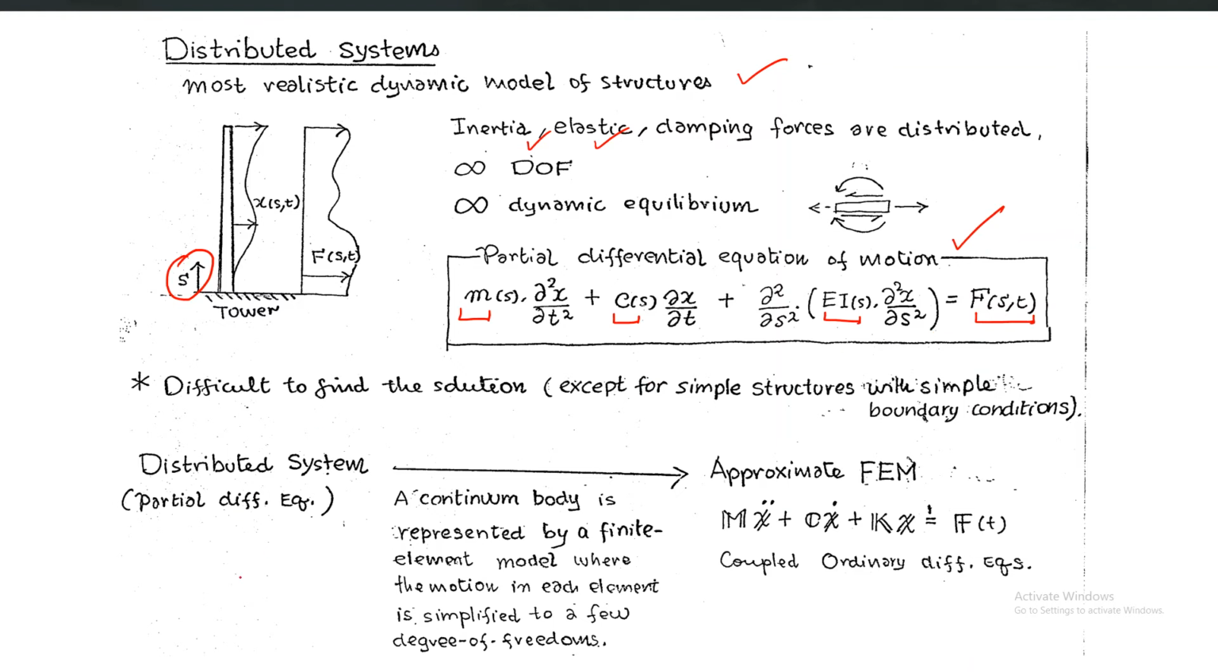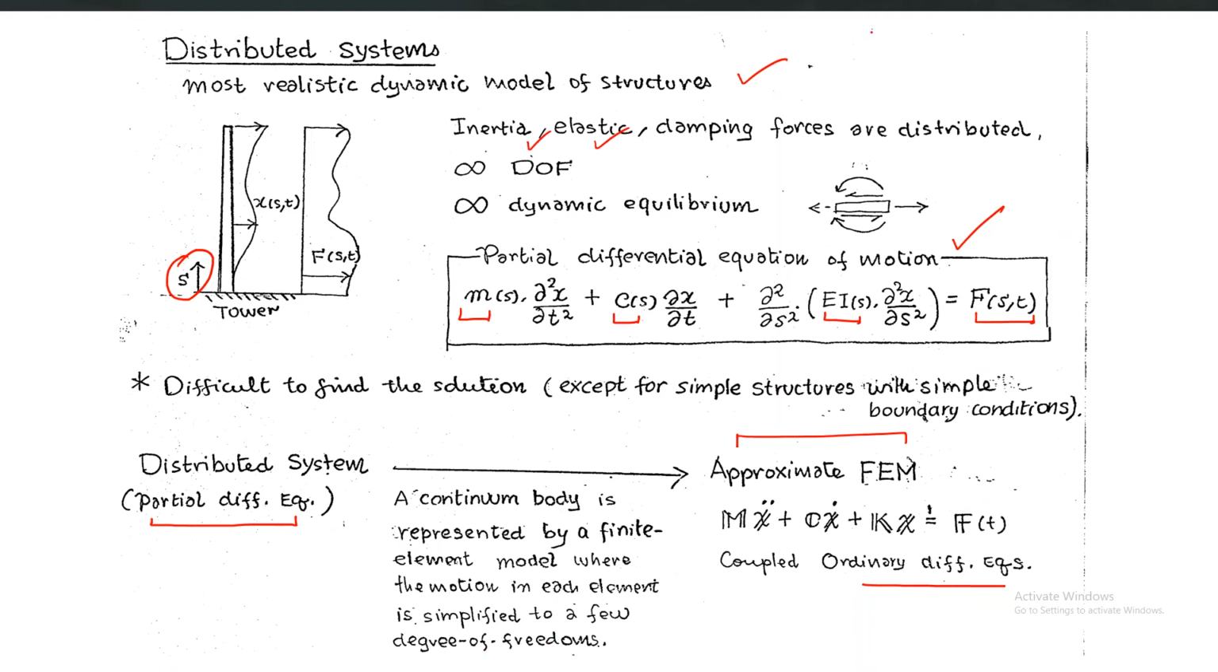So one possible solution is that we convert our distributed system, which is governed by partial differential equations, into an approximate finite element model. And that finite element model is basically represented and solved by matrix equations. These matrix equations are coupled ordinary differential equations, and they are relatively easy to solve compared to the actual partial differential equations. So in this approach, a continuum body is represented by a finite element model where the motion in each element is simplified into a few degrees of freedom.